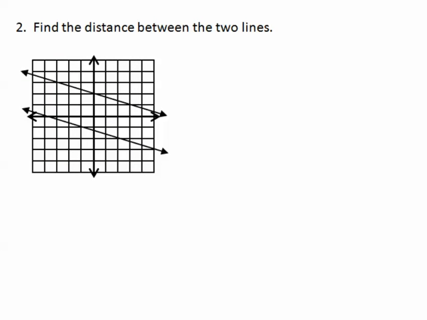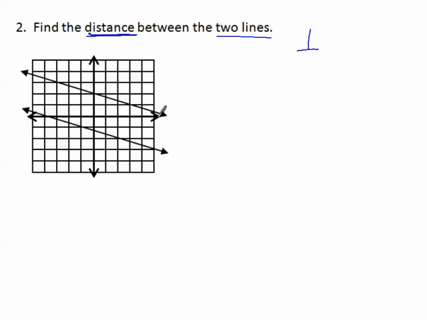Number 2. Find the distance between the two lines. So again, the distance between the two lines has to be from a point straight to the other line, or perpendicular to the other line. So let's start by finding a point on one of the lines.